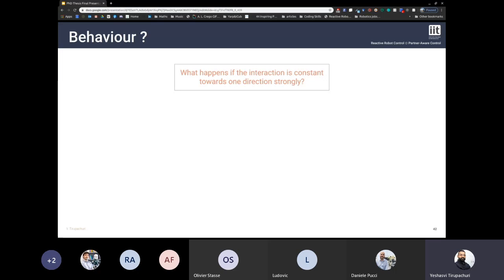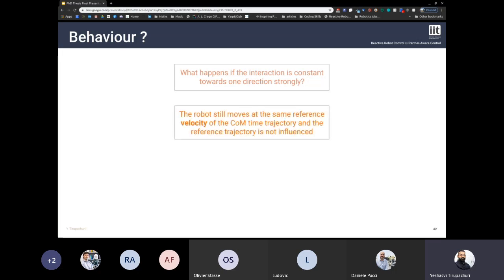Now, at this point, some interesting questions about the behavior of the robot can be asked. What happens if the interaction is constant towards one direction strongly? The robot still moves at the same predefined velocity, and the reference trajectory is not influenced at all by the interaction the human is having. But a collaborative behavior, which one would expect, is that the robot updates the reference velocity and moves along faster based on the interaction wrench that the human is providing.